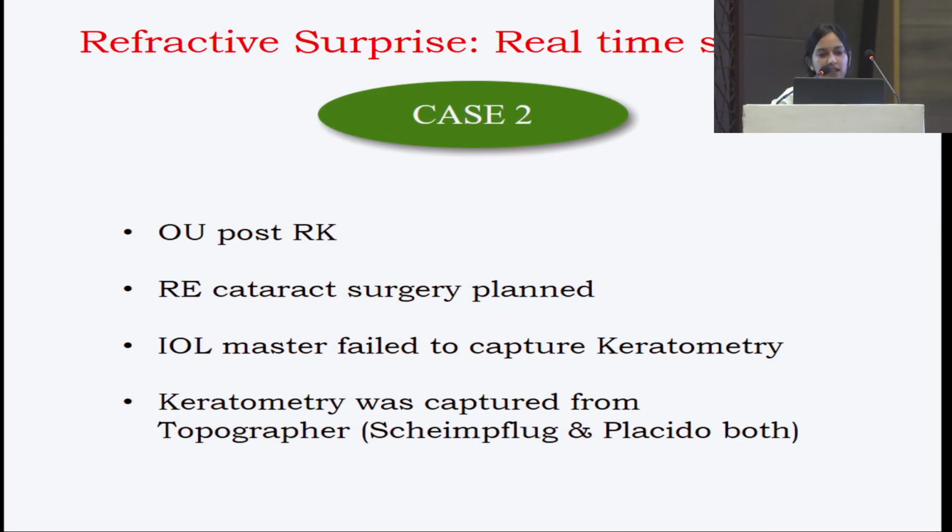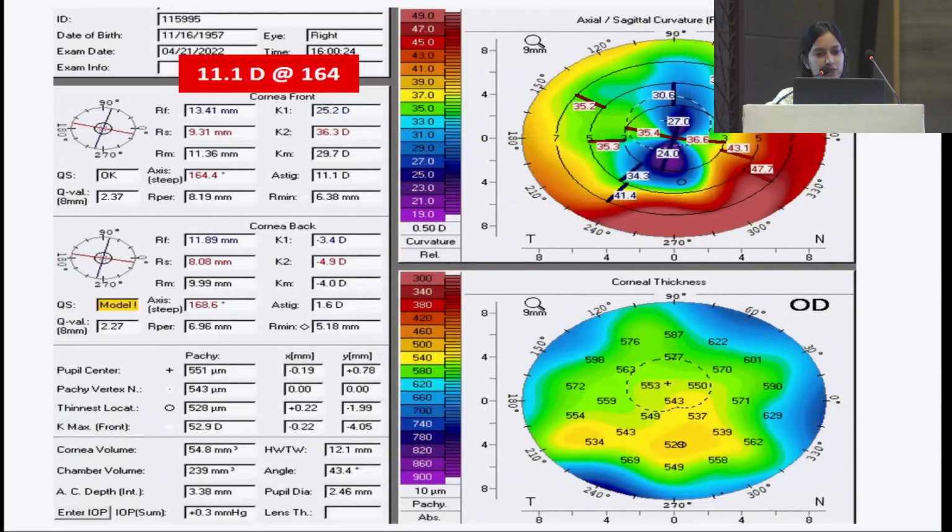This is the second case of post-RK. Right eye cataract surgery was planned. IOLMaster failed to capture any keratometry in this. So keratometry was captured on a topographer. So we planned topography on a Scheimpflug based and also on a Placido based topographer.